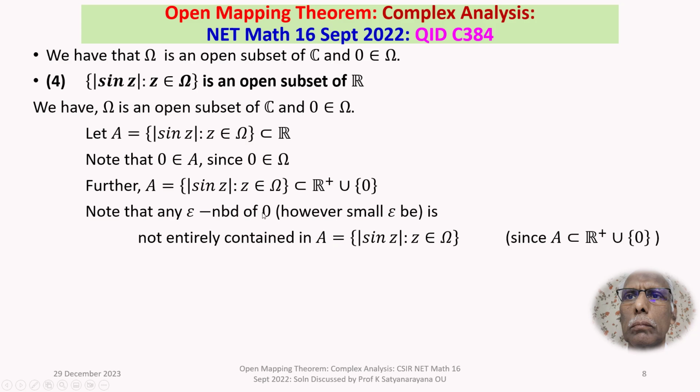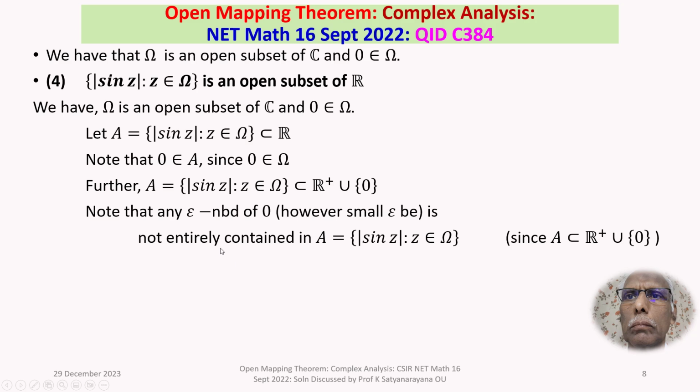Why? Because the portion 0 minus epsilon to 0, the open interval, that is minus epsilon to 0, consisting of all negative real numbers, should be contained in A. That's not possible, because A is contained in the set of all positive real numbers union 0. So it doesn't contain any negative real numbers.